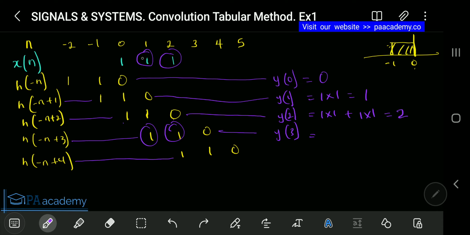All right, so let's do the same thing. This is 1 times 1 plus 1 times 1. So we are going to be having it as 1 times 1 plus 1 times 1, and that will give us 2.